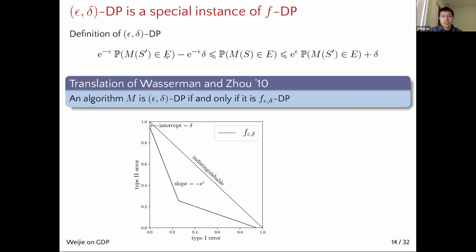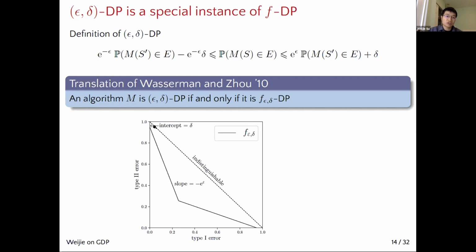A result due to Larry Wasserman and Shuheng Zhou 10 years ago says that actually epsilon-delta DP is a special instance of f-DP. But of course, by then there was no definition of f-DP. So actually, we adapted their result to our f-DP language. This result says that f-DP can be thought of as a generalization of epsilon-delta differential privacy.